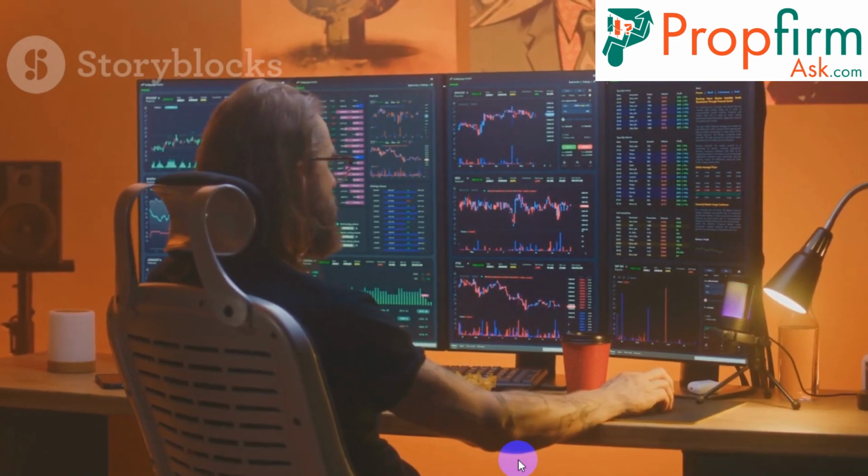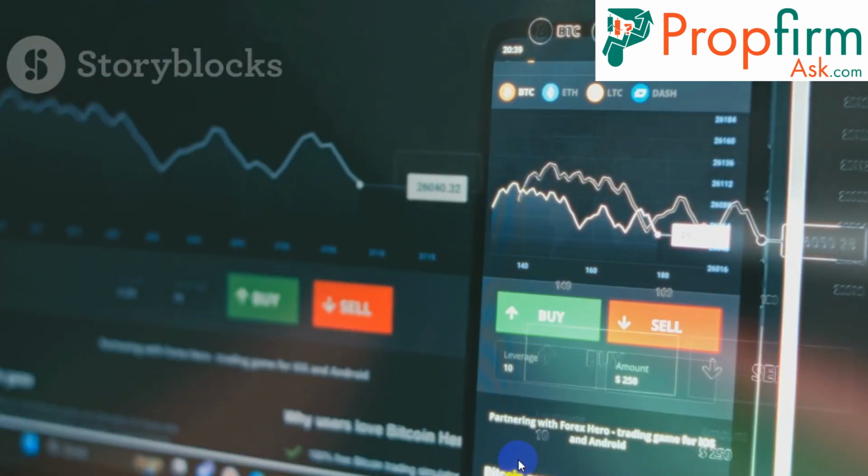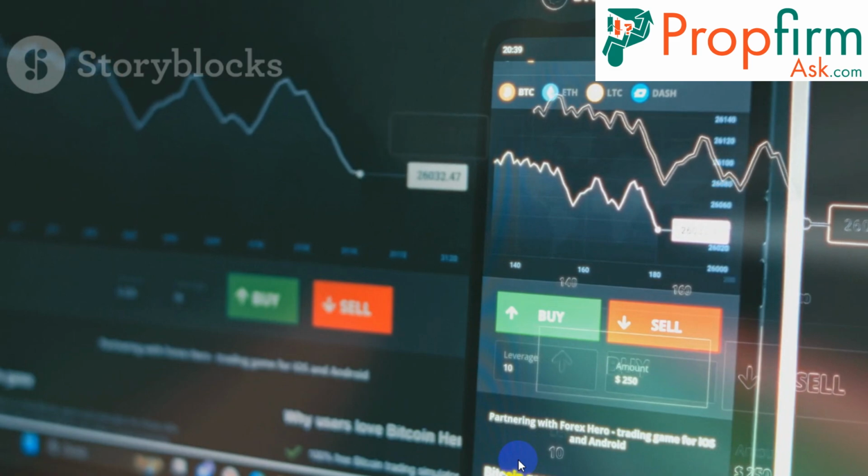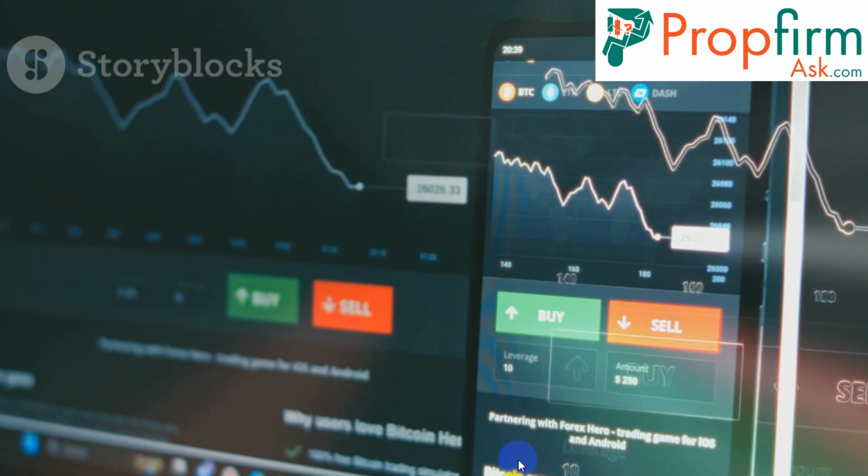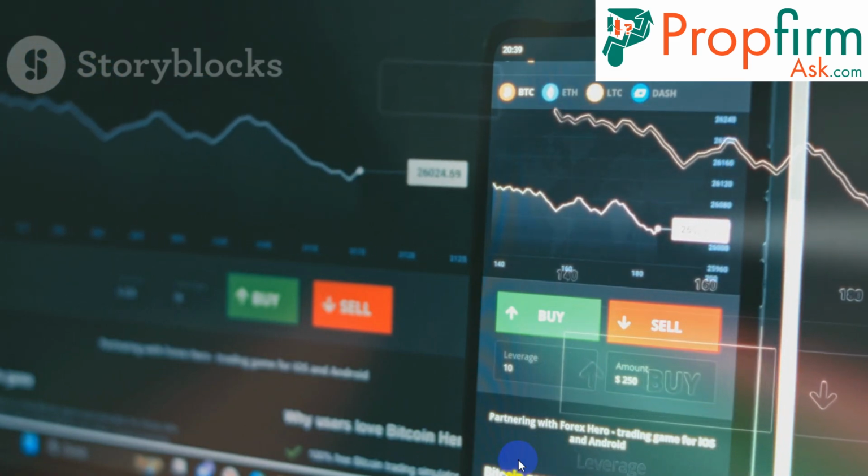Finally, consider using trailing stops. Trailing stops move with the price of the asset, allowing you to lock in profits as the price moves in your favor, while still protecting against significant losses.